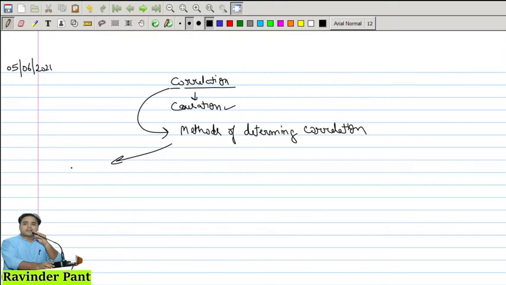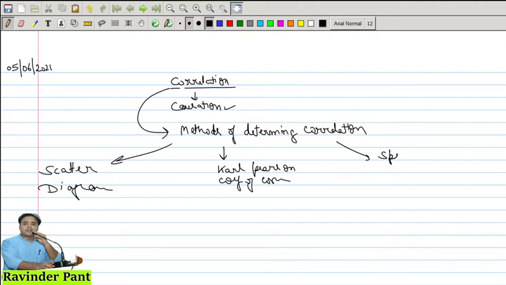wherein we learned about scatter diagram, we learned about your Karl Pearson coefficient of correlation, we learned about Spearman's rank correlation, and three conditions, three cases in this rank correlation.